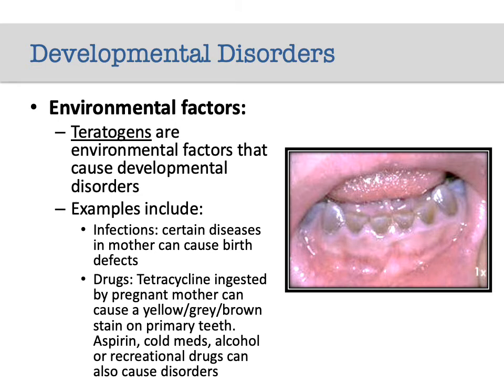Examples include infections, certain diseases in the mother that can cause birth defects, and drugs. Tetracycline ingested by a pregnant mother can cause a yellow, gray, or brown stain on the primary teeth. Aspirin, cold medications, alcohol, or recreational drugs can also cause disorders.